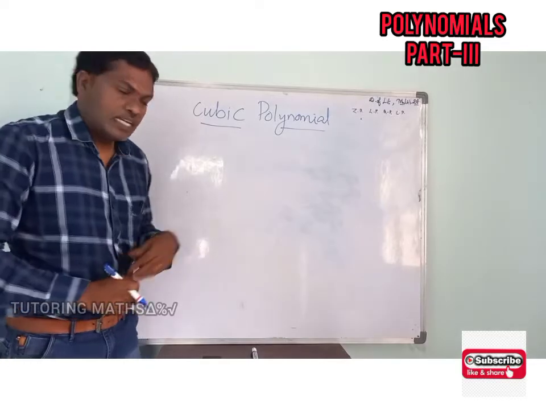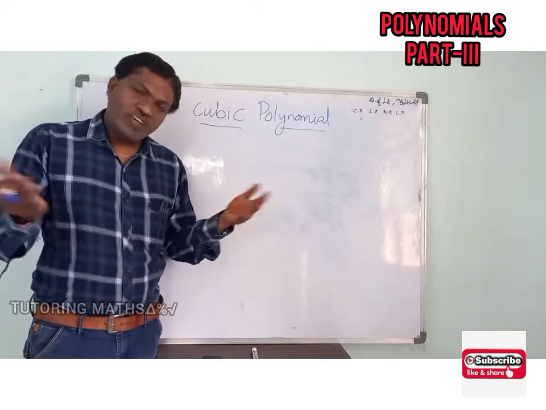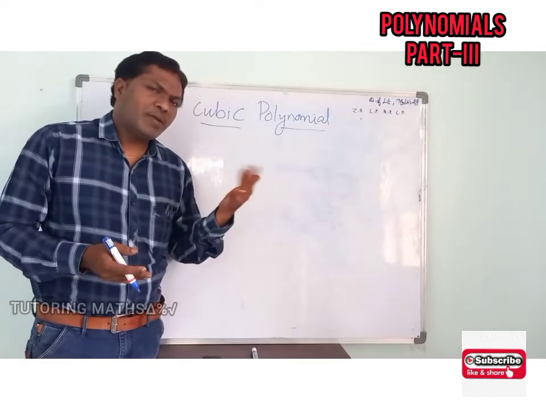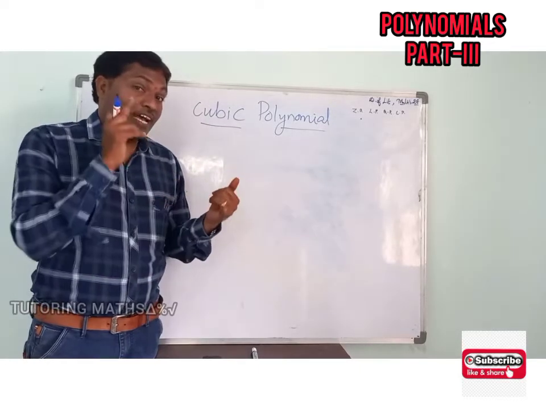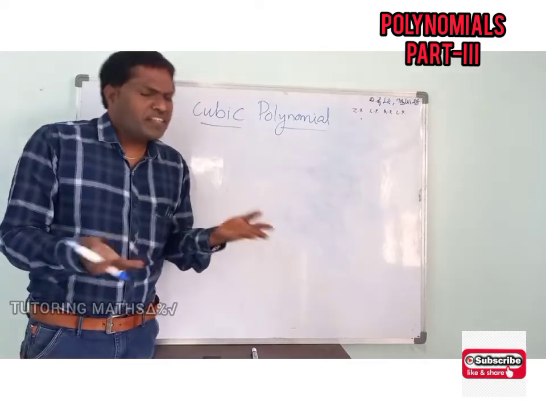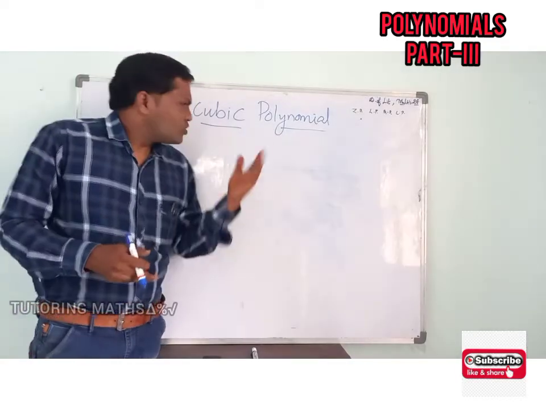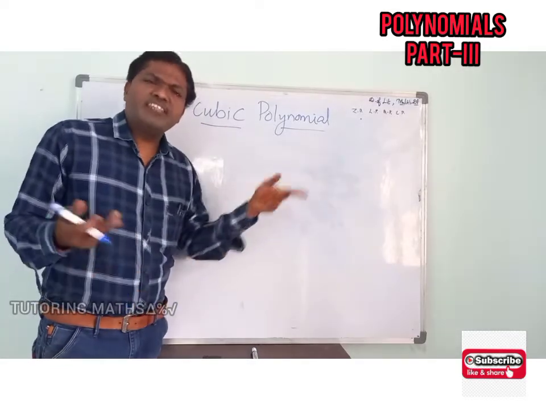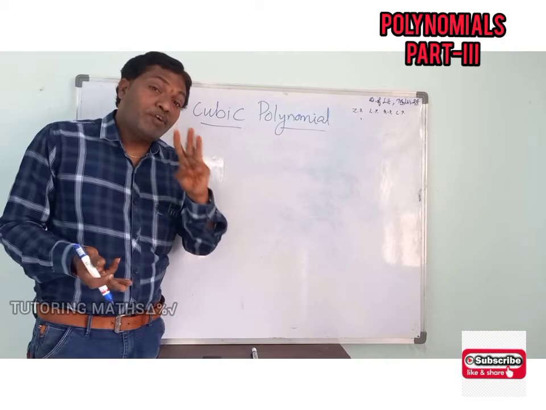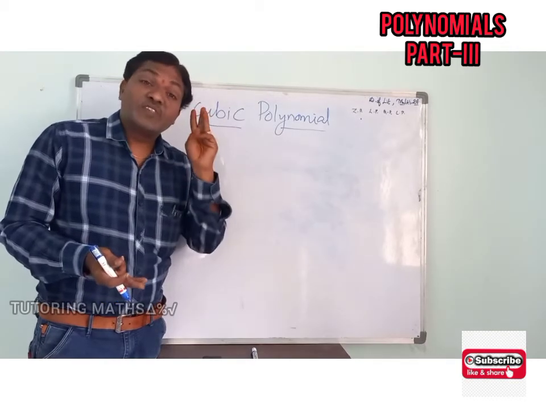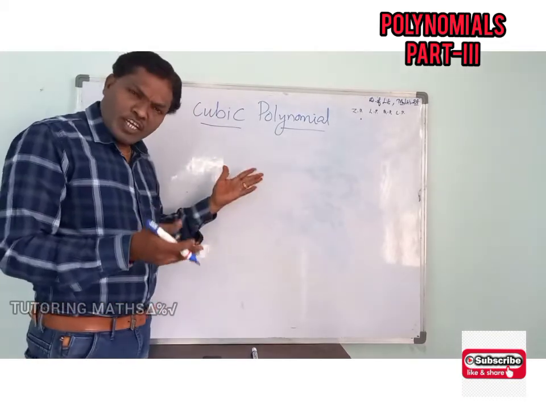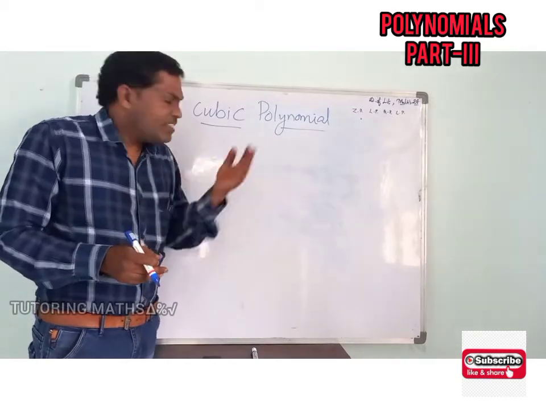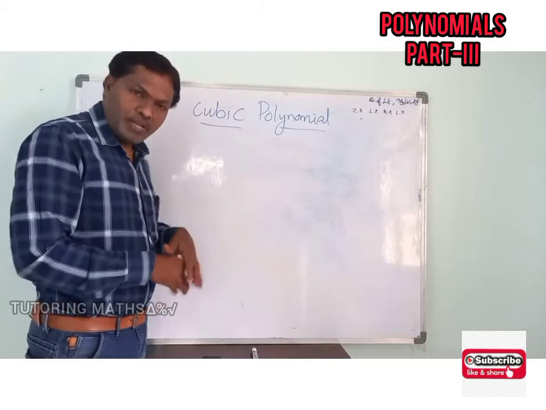Okay. What is a cubic polynomial? You can understand, I think. Cube. Which numbers are generally called cubes? If the exponent is 3, then the numbers are called cubes. In the same manner, cubic polynomial is nothing but a third degree polynomial. If the degree of a polynomial is 3, then that polynomial is called a cubic polynomial.